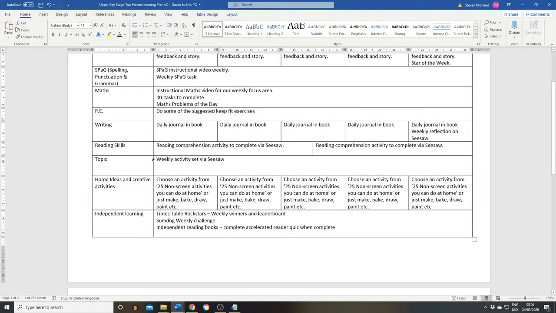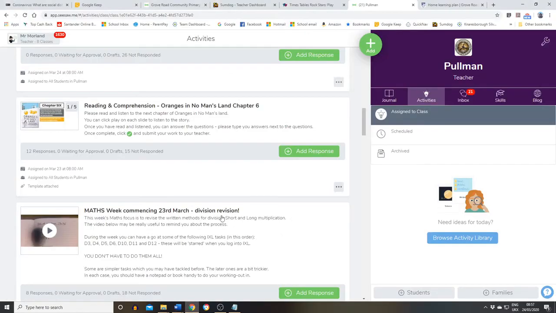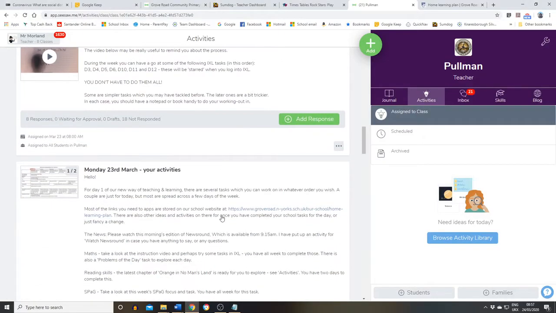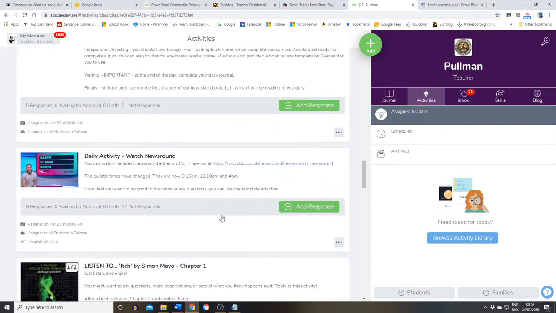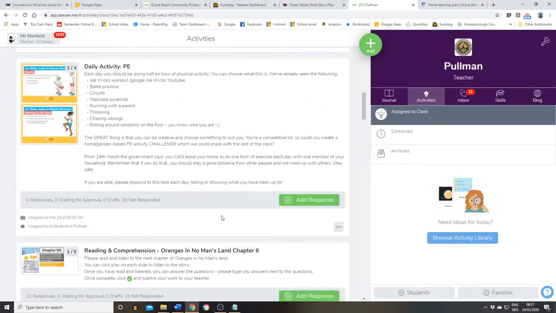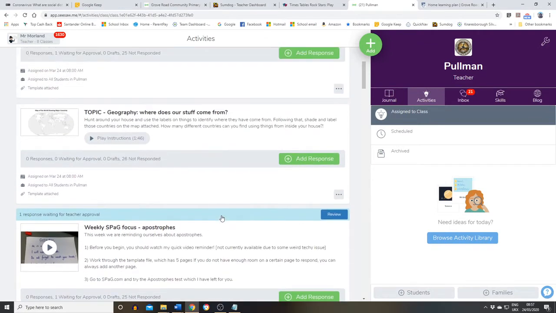Topic, that was missing yesterday, but we've now got a geography task, which Mr. Harrison has set, and it follows on. If you were in school and did the activity about where your school uniform had come from with Mrs. Edwards, it follows on from that. It's here, look, topic geography, where does our stuff come from? And Mr. Harrison set a challenge there to see what you can find safely within your house today.